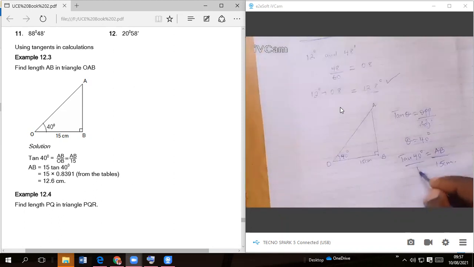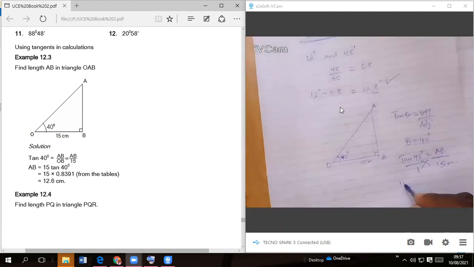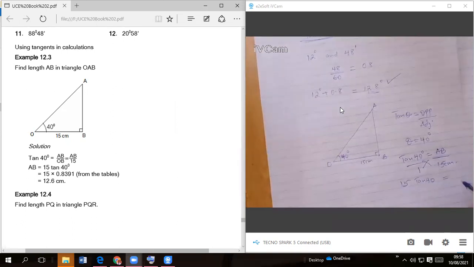So here we cross multiply, and we have 15. We start with this. When we don't say tan 40 times 15, no, we say 15 times tan 40, or 15 tan 40 equals to AB times 1.